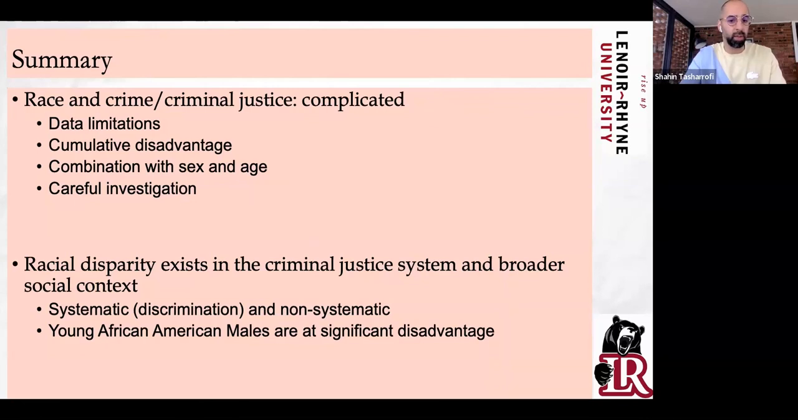And also, I tried to explain the differences between racial disparity and how it could relate to systematic or discriminatory practices as well as non-systematic, which was related more to stereotyping. So hopefully this provided some explanation or clarification in some instances, at least for you guys. It's a very important topic, and race does really matter in social science in general, and particularly in studying criminal justice.